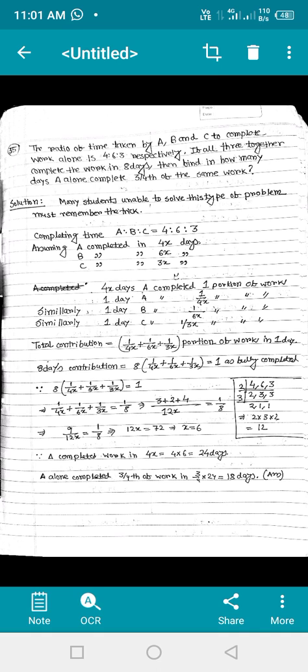Therefore the total contribution is 1 by 4x plus 1 by 6x plus 1 by 3x portion of work in one day. Therefore 8 days contribution is 8 into (1 by 4x plus 1 by 6x plus 1 by 3x) equals 1, as fully completed. By solving we get x equals 6. Therefore A completes the work in 4x, which is 4 into 6 equals 24 days. Therefore A alone completes 3/4 of the work in 3 by 4 into 24 equals 18 days. Therefore the answer is 18 days.